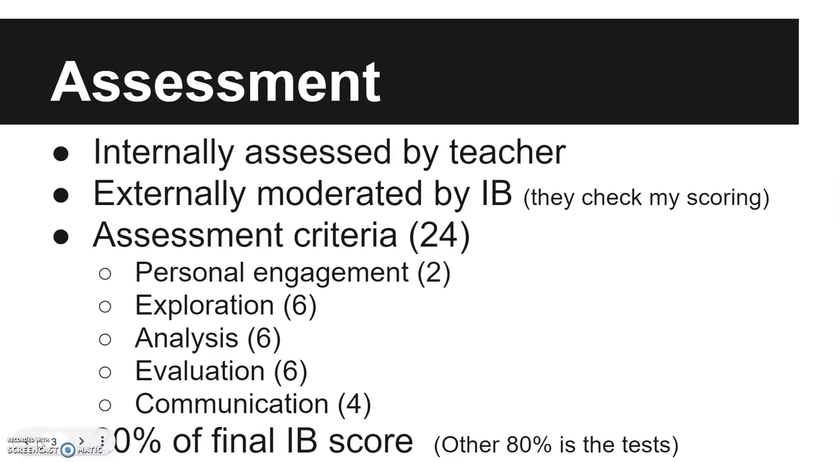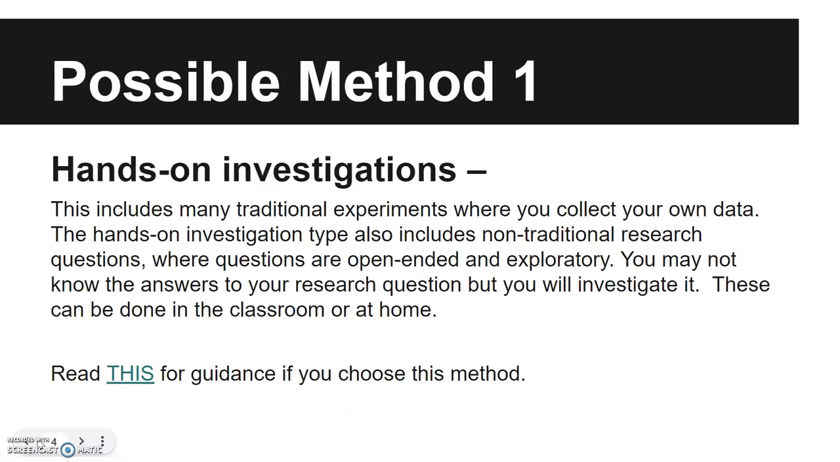So this score out of 24 comes in five different parts, which I'll go through in more detail later, but personal engagement is 2, exploration, analysis, and evaluation are all 6, and communication is 4. So then overall, this is 20% of your final IB score. You'll get a final IB score in July. 20% of your chemistry score is from your score on this. The other 80% are the tests, the external assessment, the tests that we take in May.